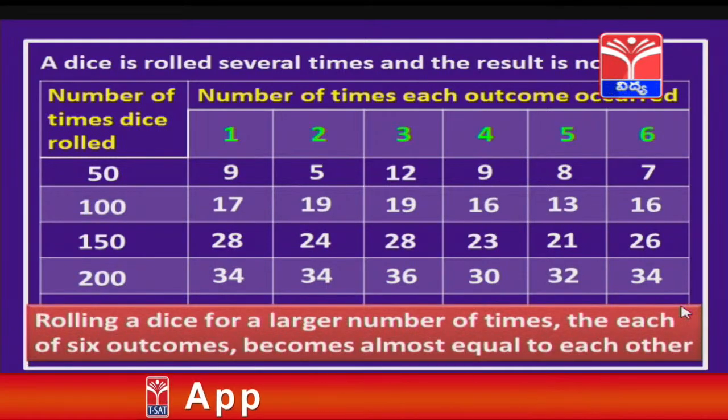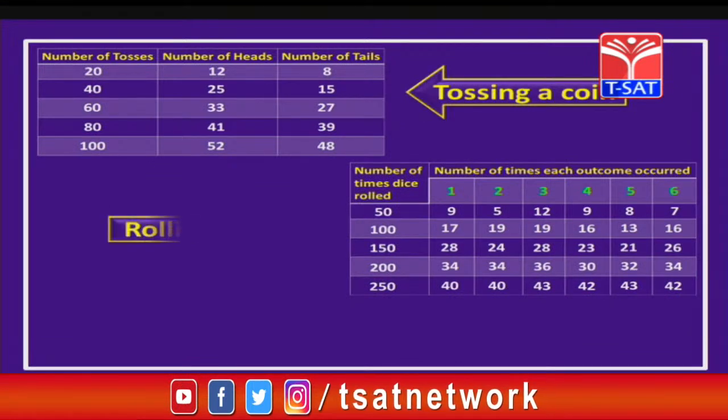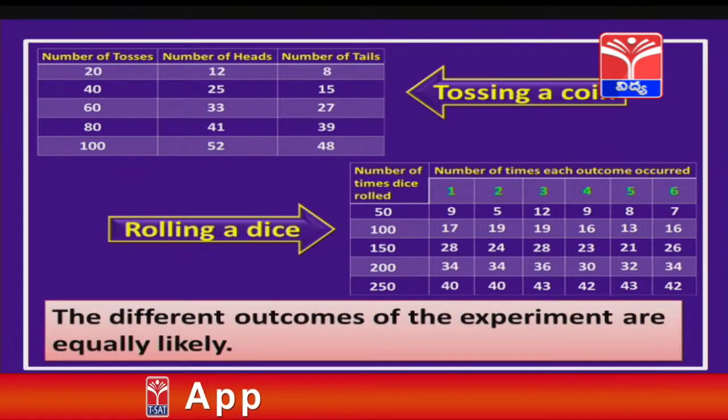So, when rolling a dice a larger number of times, each of the 6 outcomes becomes almost equal to the others. Now, let us summarize this, children. We have seen that on tossing a coin and also rolling a dice, the different outcomes of the experiments are equally likely.